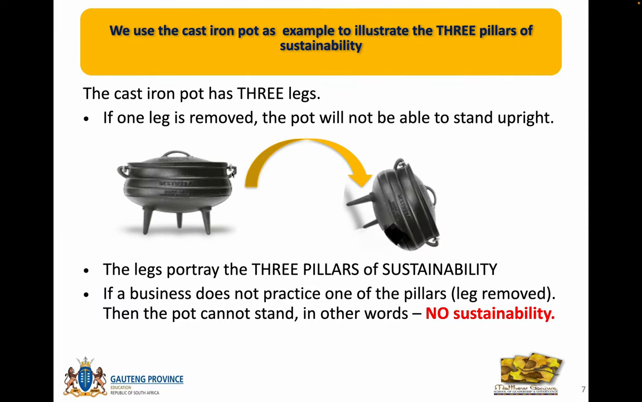So we are trying to indicate here that if one of the three pillars is removed, this support won't be able to stand. In order for it to stand for itself, it needs these three pillars to be there. Same as sustainability. Sustainability needs three pillars. So these portray the three pillars of sustainability.